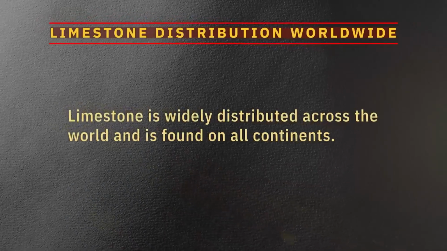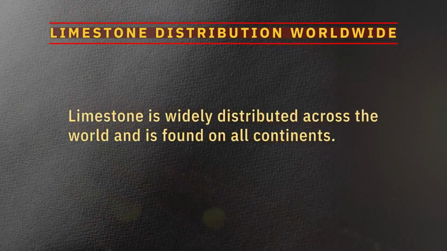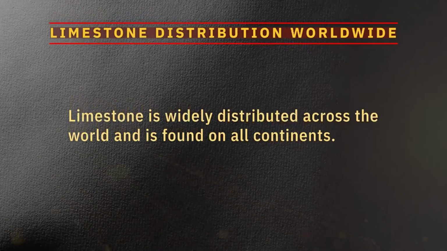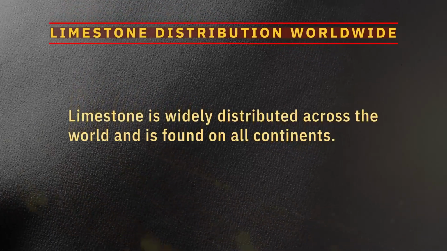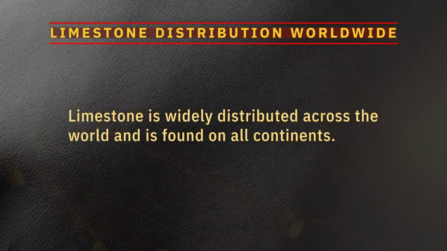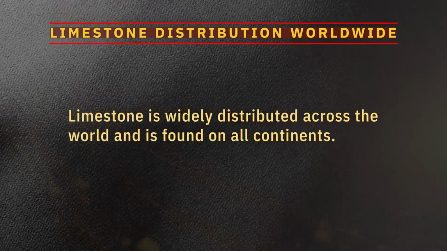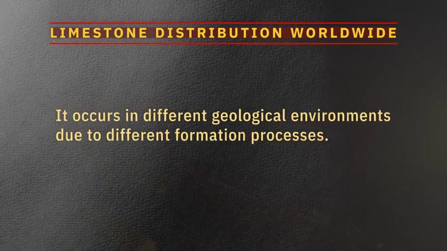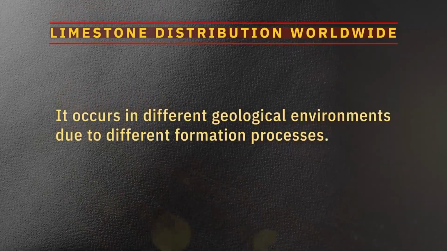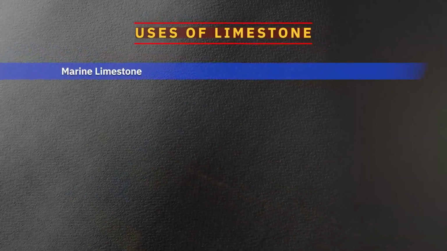See, here it is mentioned that limestone is widely distributed across the world, and it is found on all continents. Why? Because every continent has common sedimentary rocks. That's why these types of deposits can be seen. It occurs in different geological environments due to different formation processes. Now let's look at the various types of limestone distribution. Number 1 is marine limestone.